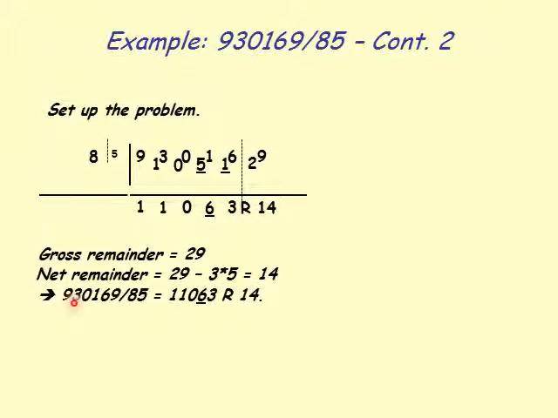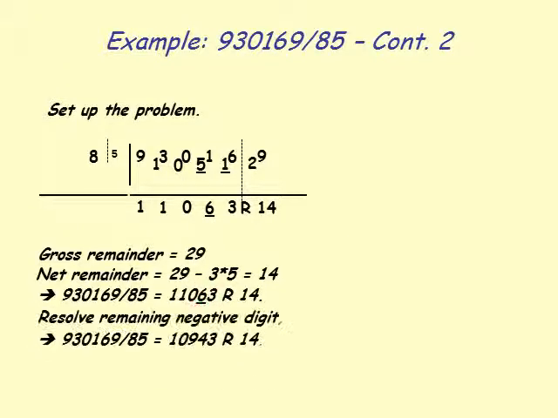So that means 930169 divided by 85 is 110, negative 6, 3, remainder 14. We have to resolve the negative 6 here. How we resolve this is 106 negative, that is like 100 minus 6, which is 094. So that means 930169 divided by 85 is 10943, remainder 14.